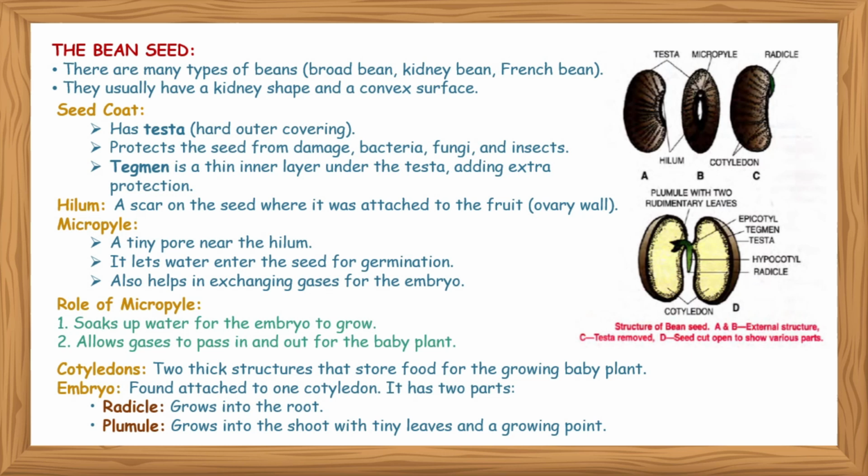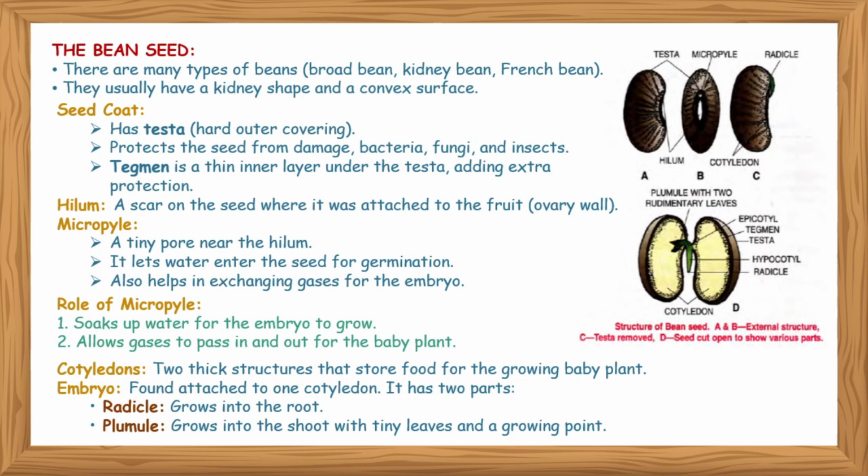Micropyle, a tiny pore near the hilum. It lets water enter the seed for germination. It also helps in exchanging gases for the embryo. Role of micropyle: it soaks up water for the embryo to grow. It allows gases to pass in and out for the baby plant.